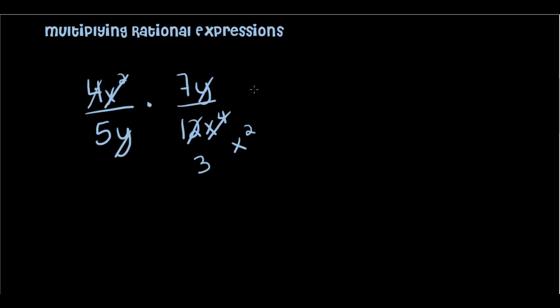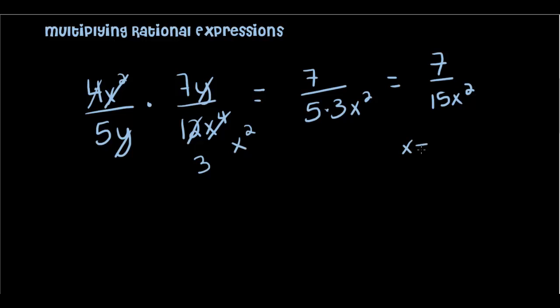And then let's see what I have left. It's going to be 7 over 5 times 3x squared. That's what I have left, which is 7 over 15x squared. And x cannot be 0 and y cannot be 0 because it will make it undefined.